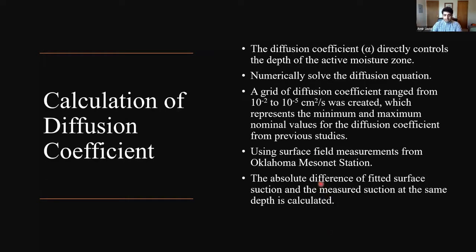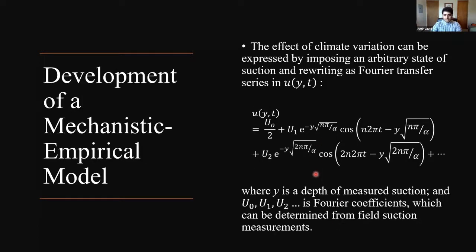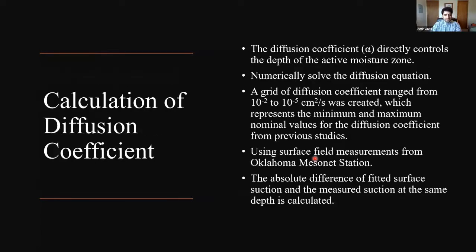All right, now I'd like to go back to the previous slide to point out that now that we have most of these inputs in our equation, the only parameter that is missing is alpha. So we need to find a way to calculate or estimate alpha as well. All right. First of all, the diffusion coefficient directly controls the depth of the active moisture zone. That means that a reasonable estimate is needed if we want to get the right suction profile.